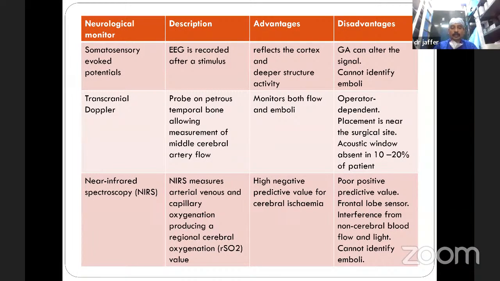In our institute, we follow NIRS, that is near infrared spectroscopy, the regional cerebral oximetry. We get continuous monitoring and we usually follow a trend. Any change in the trend by 20% is an indication that we have to intervene, as there is some hypoperfusion occurring. But this is also non-specific. Basically, none of the gadgets are sensitive enough to detect cerebral ischemia, so the best is always awake testing.